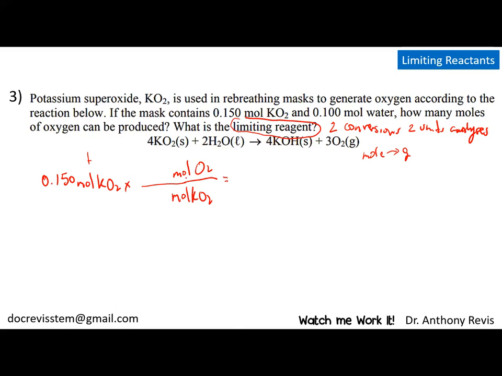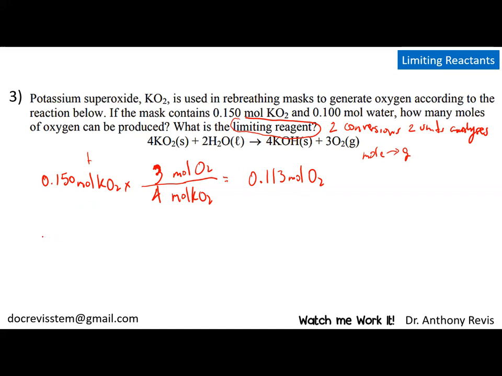So if I do this, I would then put in whatever I see in the balanced equation. In front of KO2, I see a 4. It's whatever you see, nothing more than that. In front of oxygen, I see a 3. You don't think of anything. You only write what you see in the balanced equation. No thought process really that deep at all. Just write what you see. So if you do this, you'll come out with 0.113 moles of O2. And that's correct for the right number of sig figs.